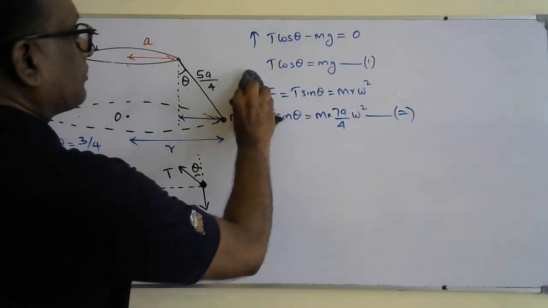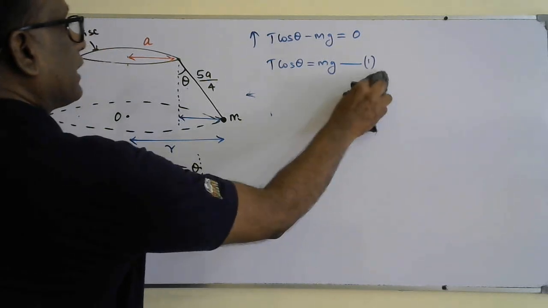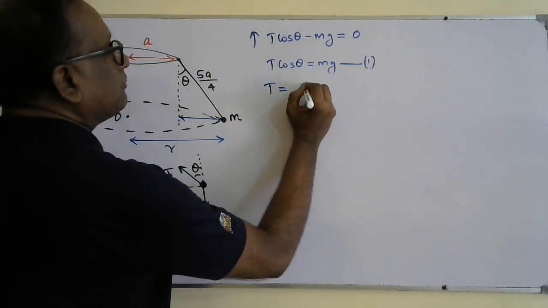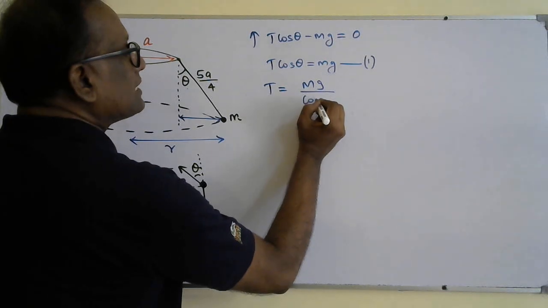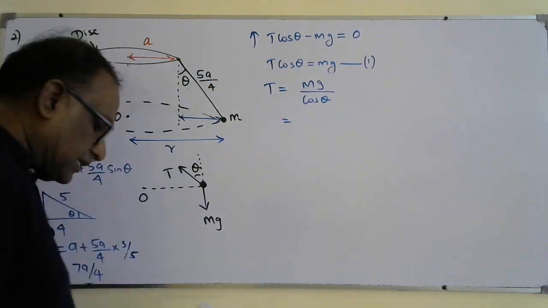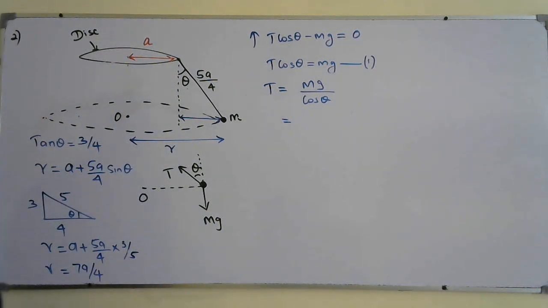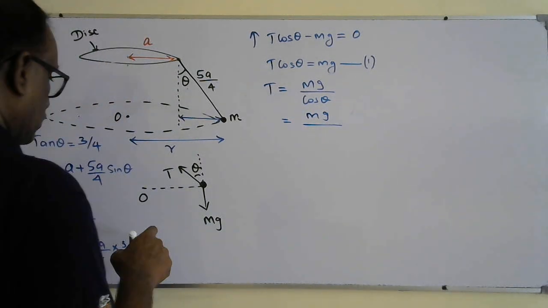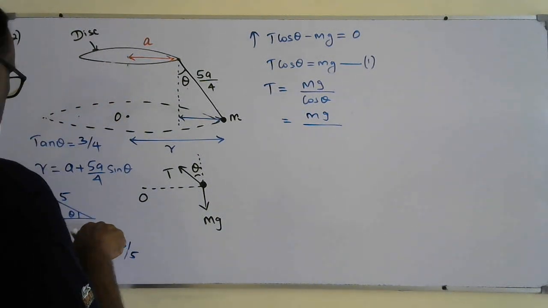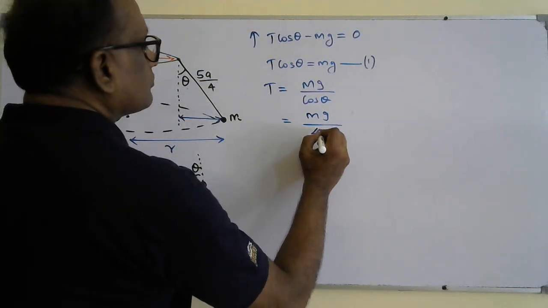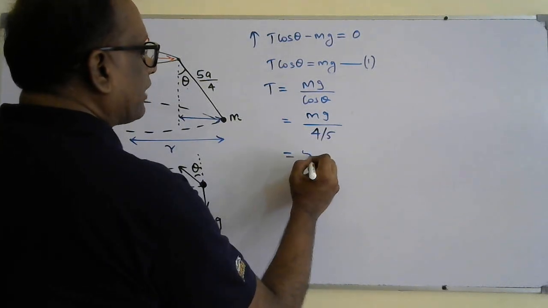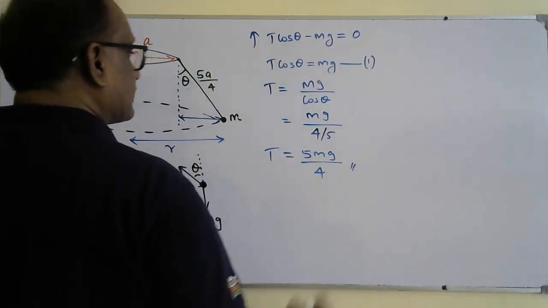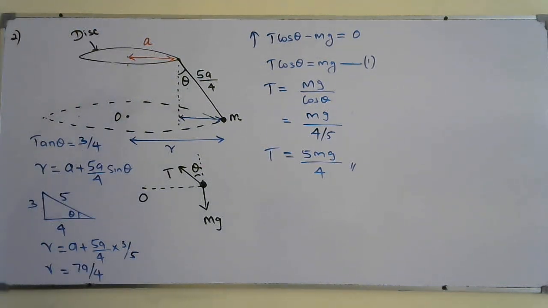I can find the tension from the first equation. I don't need the second equation. T cos theta equals mg, so T is equal to mg over cos theta. That's easy. Don't need to go beyond that. We know that cos theta is equal to 4 over 5. That is 5 mg over 4. That is the tension. First part they asked to find the tension. So that's enough for the first part.